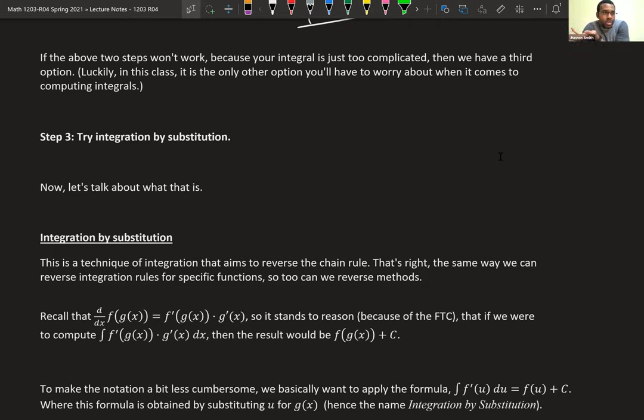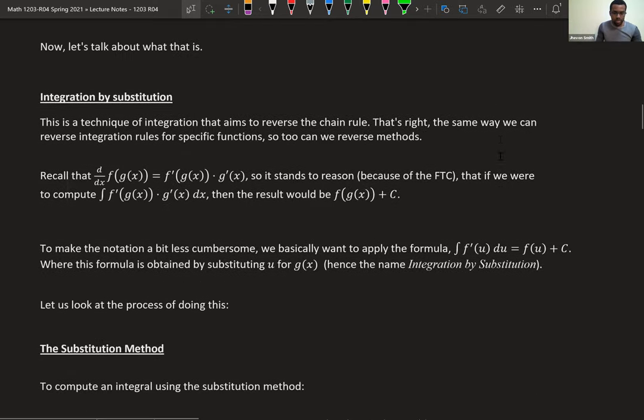But for you guys, it's the only other thing that's there, right? Either it's a basic rule, or you simplify it so that it can look like a basic rule, meaning algebraically simplify, or it's substitution. There's nothing else. So once you know that one of the other two methods doesn't work, you're going to try substitution. So here is how that works.